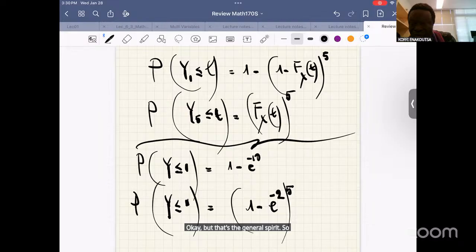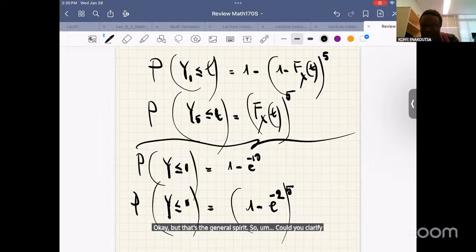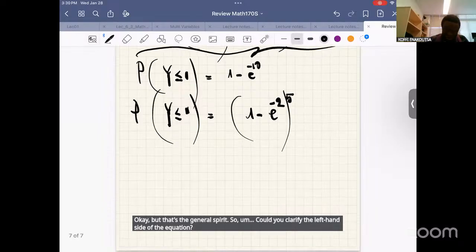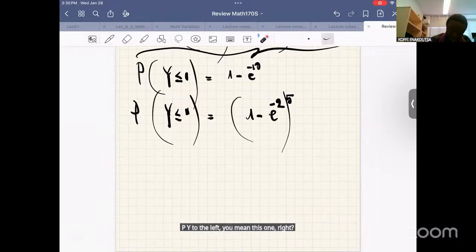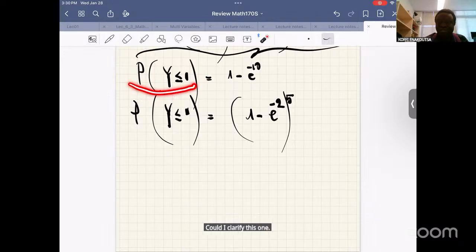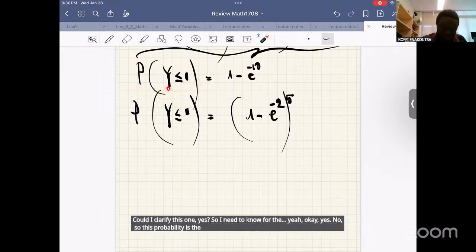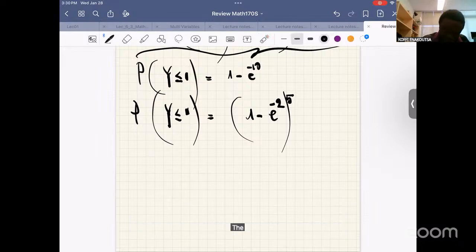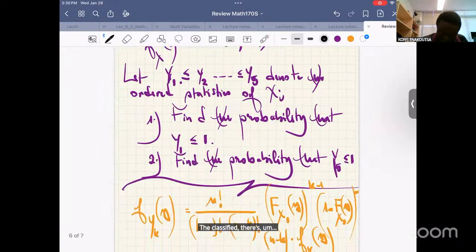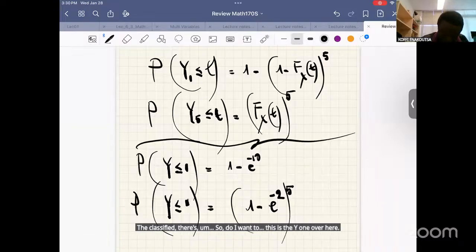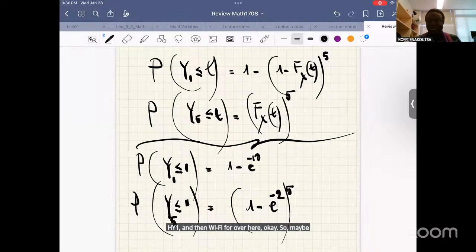So then, could you clarify the left-hand side of the equation? P, Y, so the left, you mean this one, right? Could I clarify this one? Yes. So this probability is the probability such that the classified, there is the y1, this is the y1 over here, and y5 over here, okay? So maybe that's what you're saying. It's not just y, it's those indices, all right? I think that was the question.